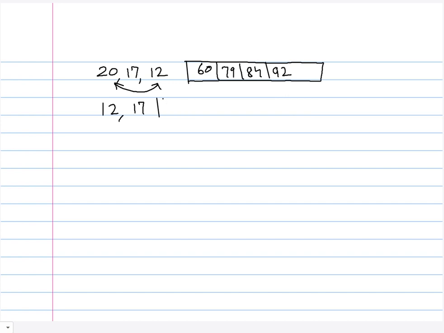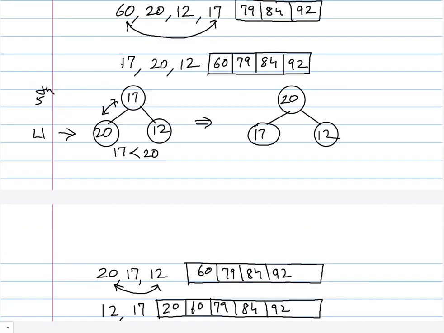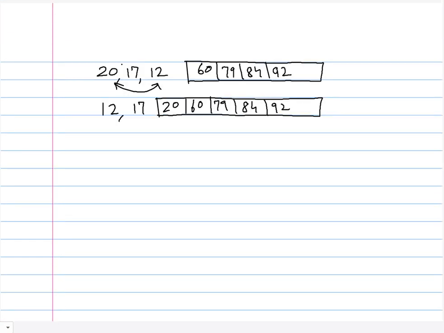Let me draw this better. So 20, 60, 79, 84 and 92. Now in the unsorted part we are having only two elements, 12 and 17. So now we'll go with the sixth phase.